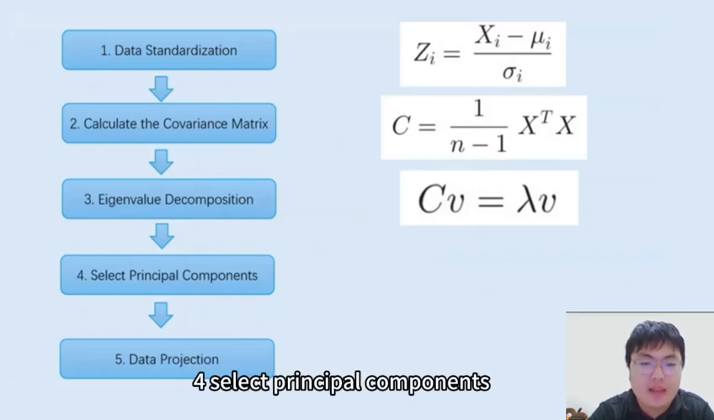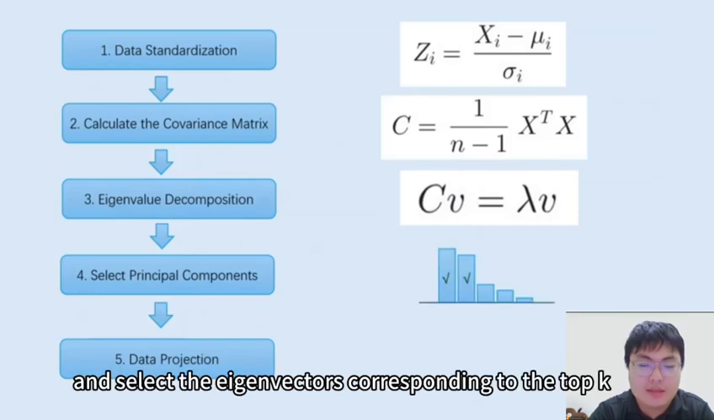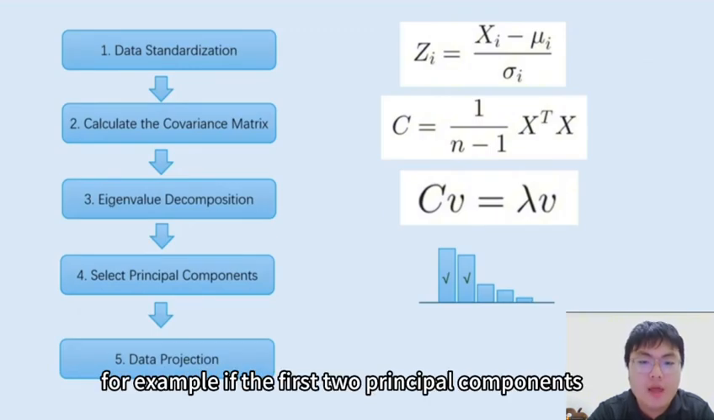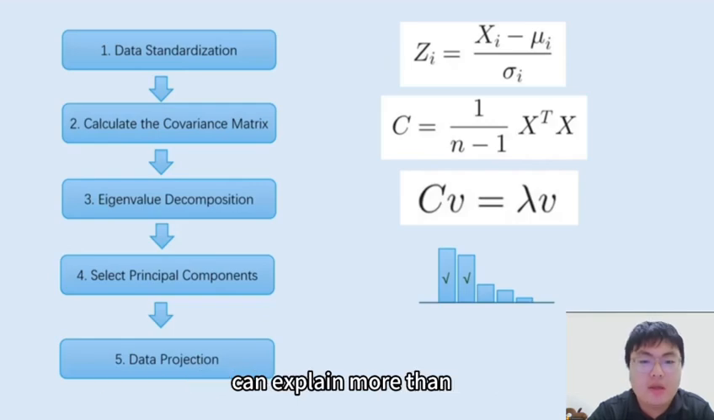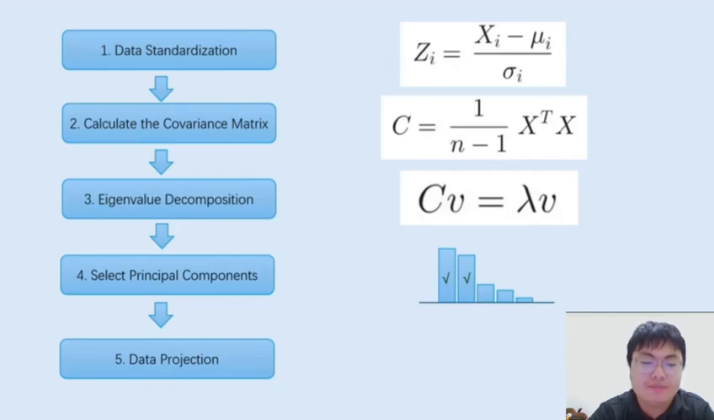4. Select principal components. Sort the eigenvalues in descending order and select the eigenvectors corresponding to the top k largest eigenvalues to retain most of the variance. For example, if the first two principal components can explain more than 95% of the variance, they can be retained.